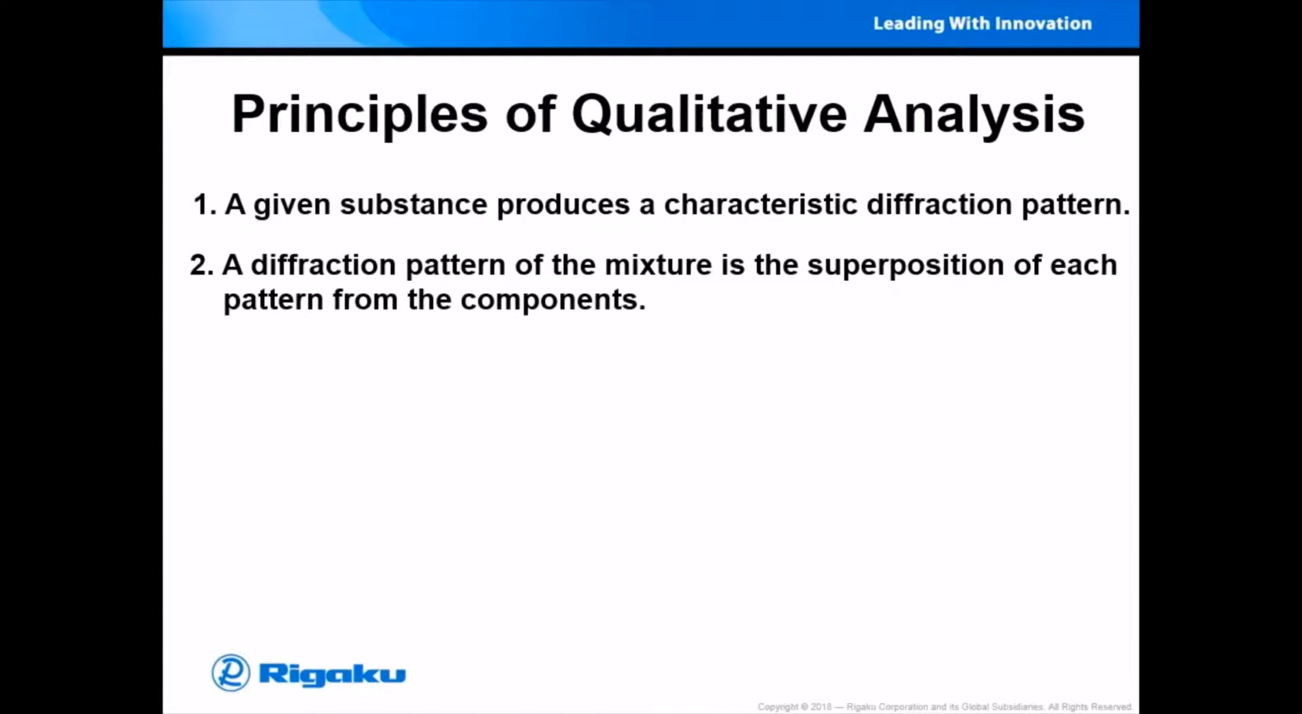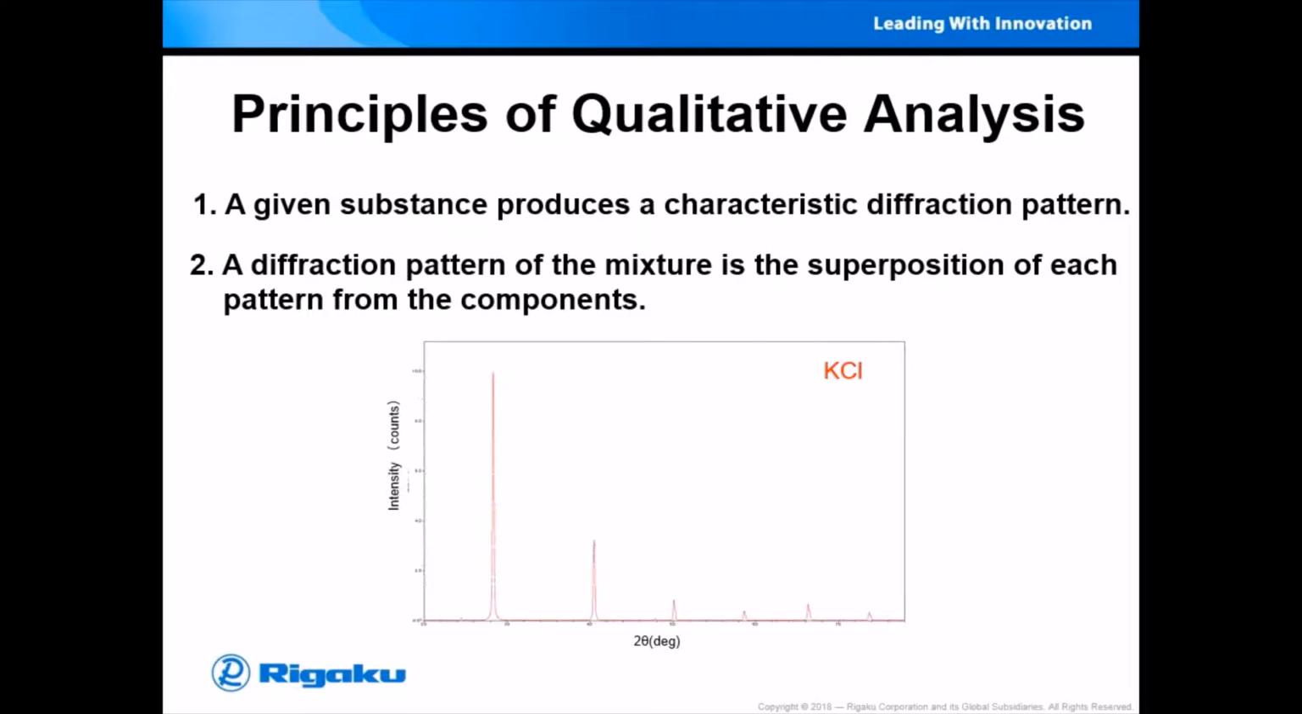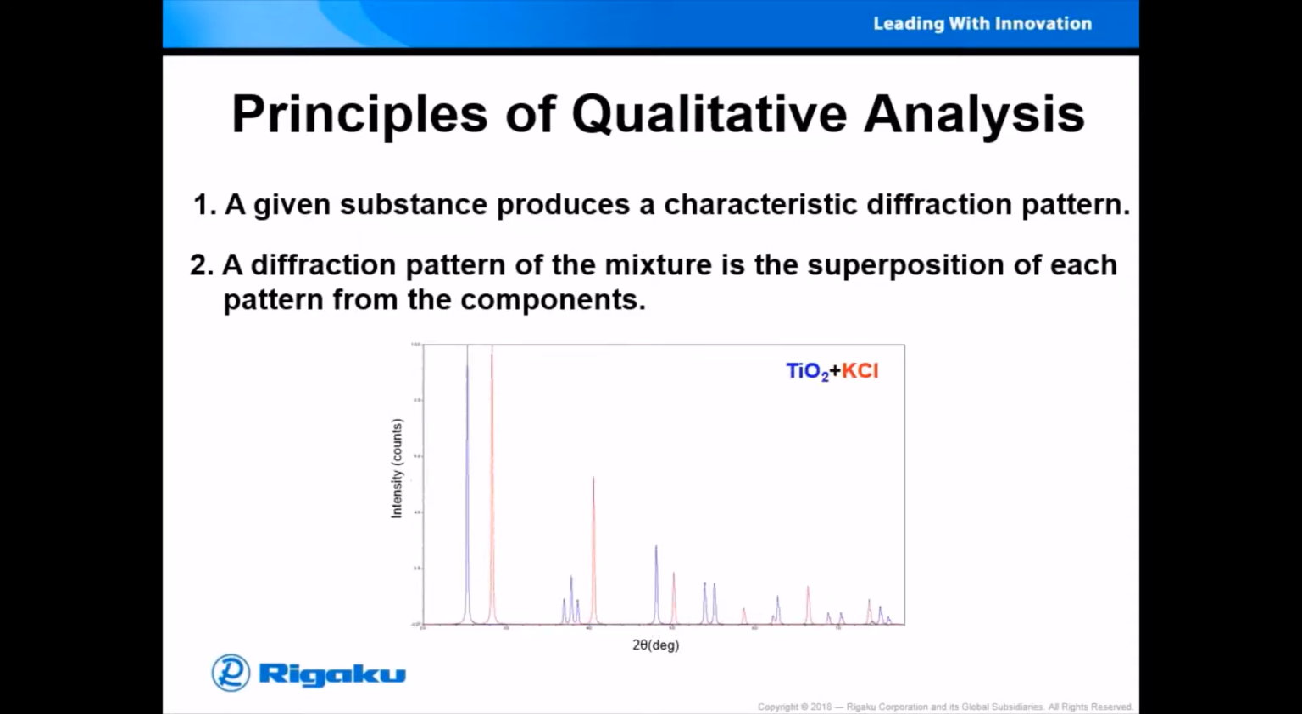A given substance produces its own characteristic X-ray powder diffraction pattern. The chemical compound TiO2 has this pattern, and KCl shows this pattern. When both substances, TiO2 and KCl, are mixed together, both patterns are just superimposed like blue and red. Therefore, if each pattern can be correctly separated, we can determine that each substance, TiO2 and KCl, is included in the sample.